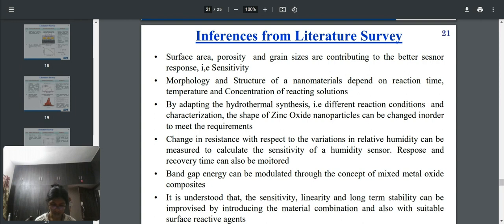The change in resistance with respect to variation in relative humidity can be used to calculate the selectivity and sensitivity of the sensors. Band gap can be modulated through the concept of mixed metal oxide composites, as we already discussed.